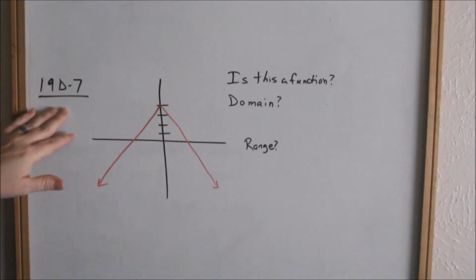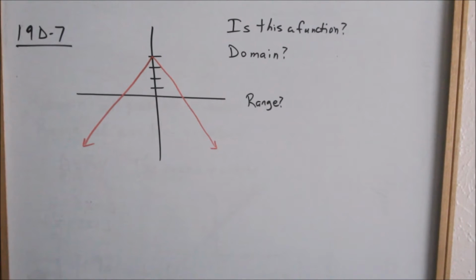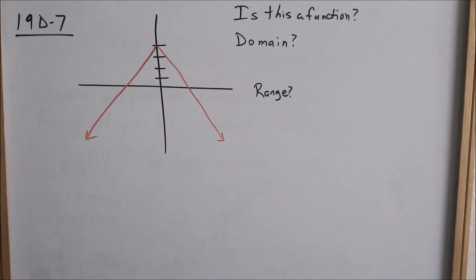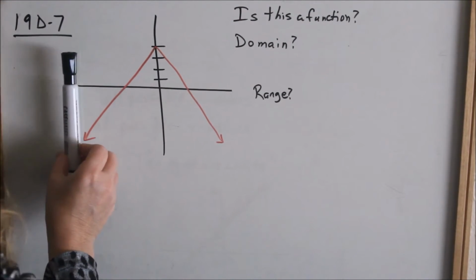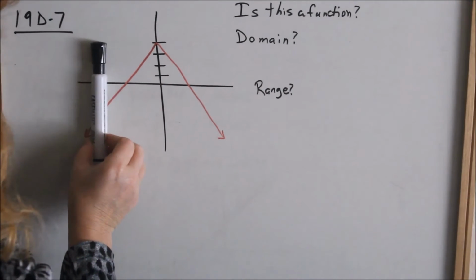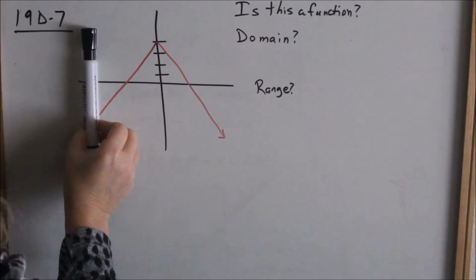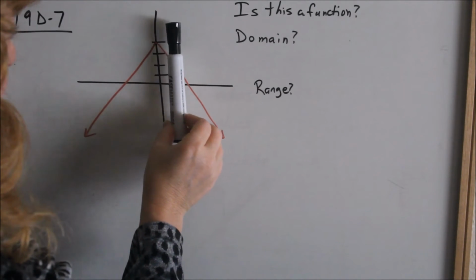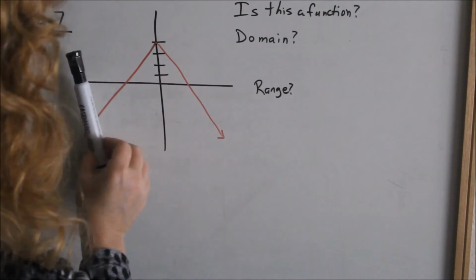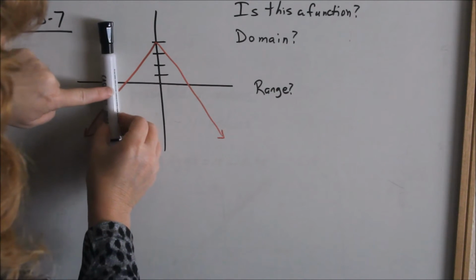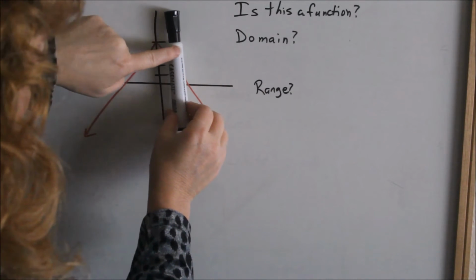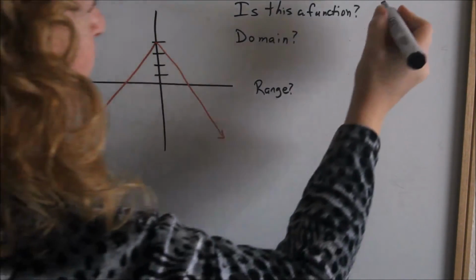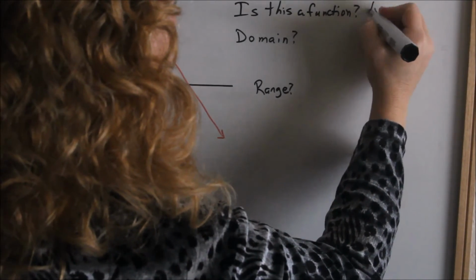Okay, so now looking at 19D7, you have this graph right here. The first question we have to ask ourselves is, is this a function? Does it pass the vertical line test? If you took this line and your dry erase marker, my vertical line, and went across this graph, will it only touch 1 point at every place on that graph? The answer is yes. Here it touches here, and as I keep going, it's 1 point, 1 point, 1 point. All along here, it's only touching 1 point on this vertical line. So it passes the vertical line test, so yes, it is a function.